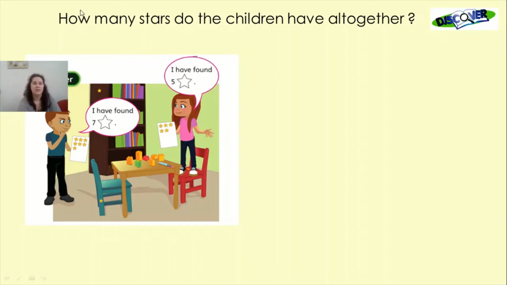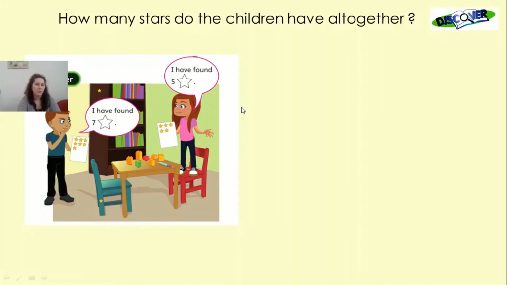Our question at the top asks us, how many stars do the children have altogether? Let's look at this picture to help us answer this question. Look, I can see both children have an amount of stars on their pieces of paper. And the boy here is saying he has found 7 stars. And the girl is saying she has found 5 stars.